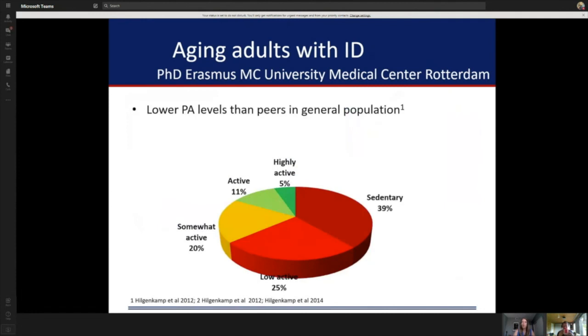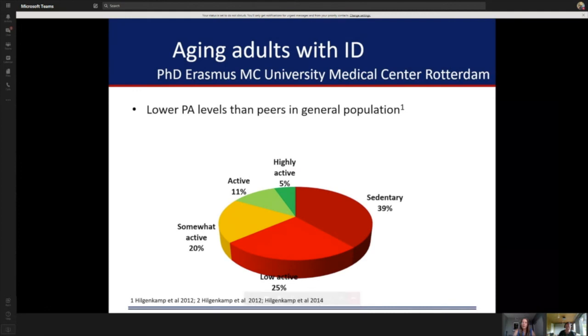What we found based on their pedometers was that they have lower physical activity levels than their peers in the general population. This wasn't necessarily new. We kind of suspected this would happen, but we didn't know how bad it actually was. So this is the graph of the people that were able to wear a pedometer. This does not include the people in wheelchairs or the people that were walking too slow to get a valid measurement. So likely this is still an overestimation of the actual physical activity levels.